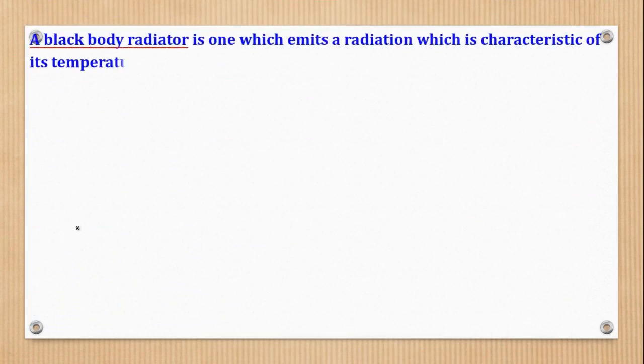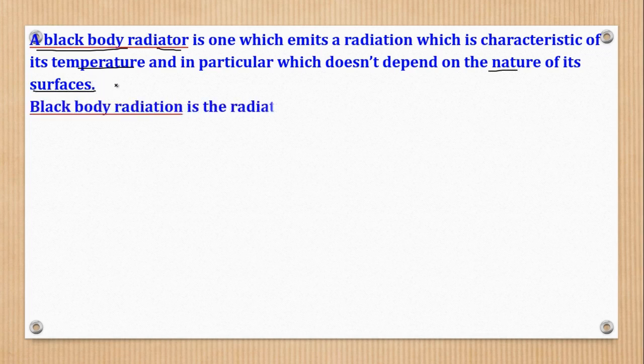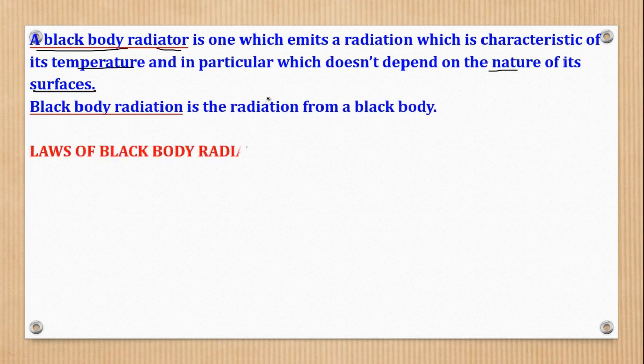Now that we know what a black body is, we shall go to a black body radiator. This is one which emits a radiation which is characteristic of its temperature and in particular does not depend on the nature of its surfaces. So we have black body radiation, that is the radiation from a black body. We have looked at the definition of what a black body is. What about the laws that govern black body radiation?